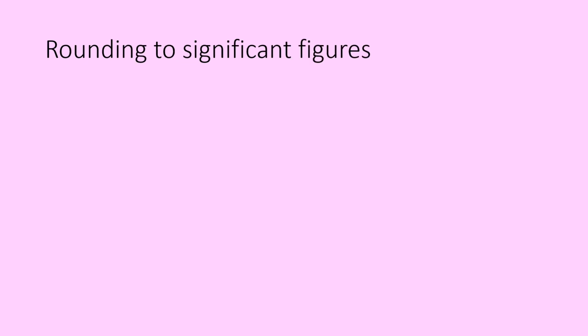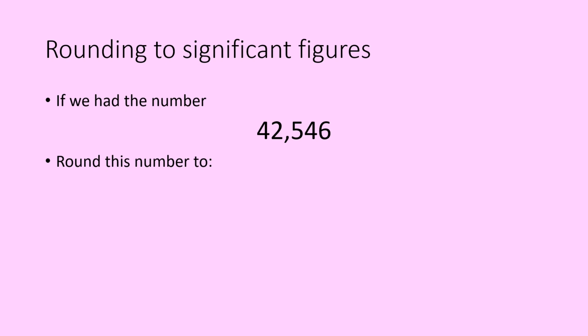So you might be asked to round to significant figures. So if we had the number 42,546. Round this number to one significant figure. So our first significant figure is 4. So I'd round that to 40,000.